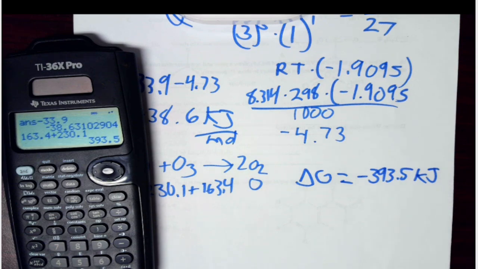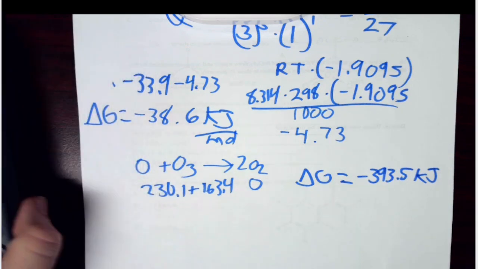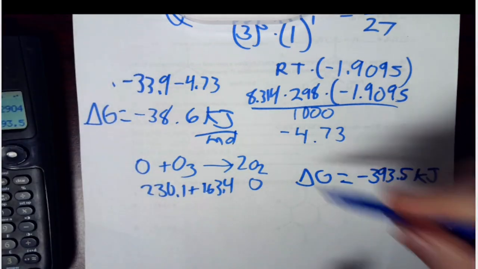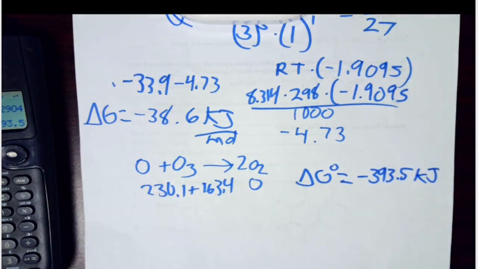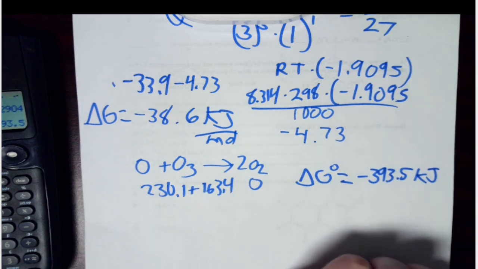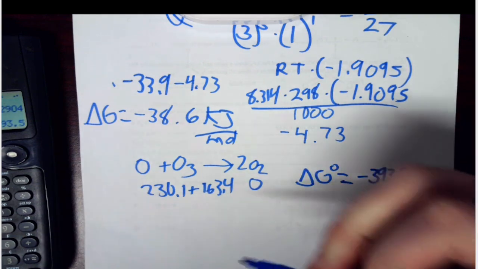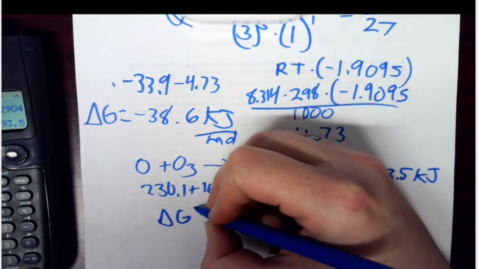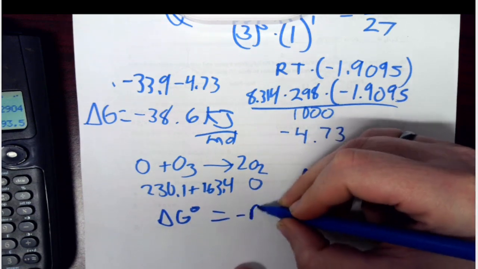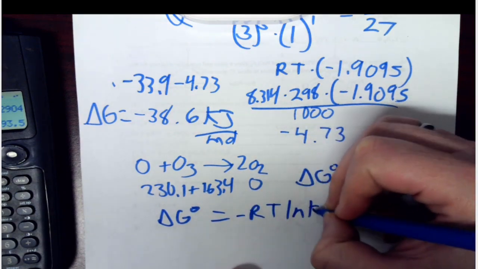However, due to concentrations and other factors, it doesn't happen kinetically very fast at all. It's a very, very dilute situation, and so this does not actually happen very fast, even though this is wicked spontaneous. So delta G standard equals negative RT ln K.